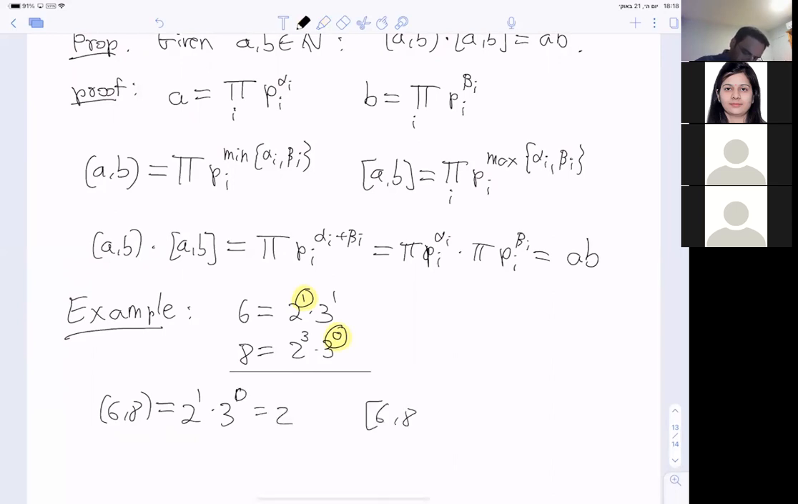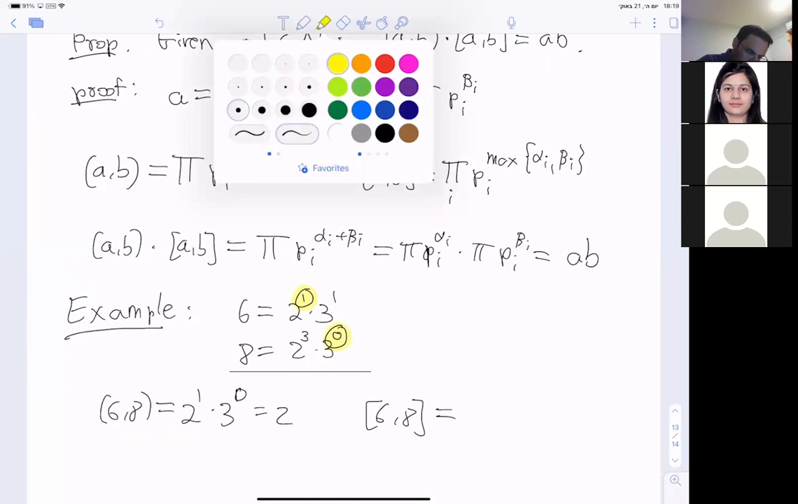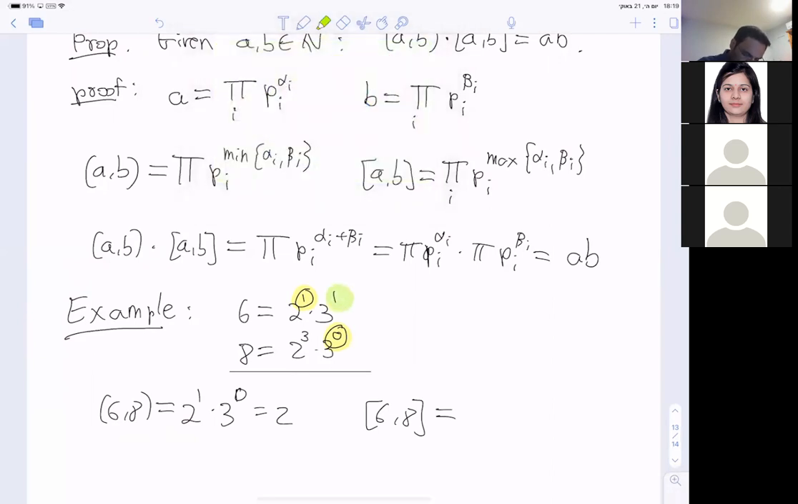But when you think about the LCM, then it's the opposite. Here, this is the maximal, and this is the maximal. So together, you just get 48. Of course, it is a very basic example, but it's true always. Is it clear so far? Yes. Okay.